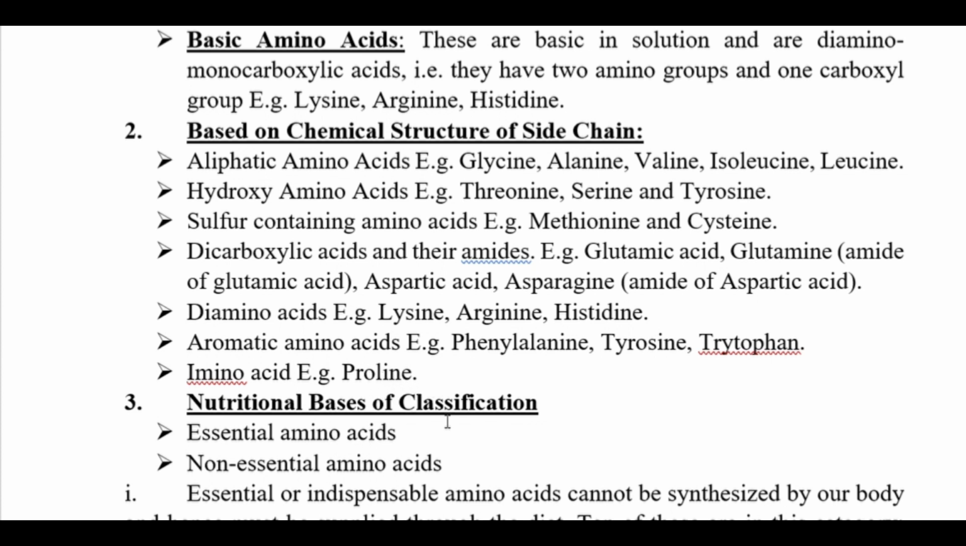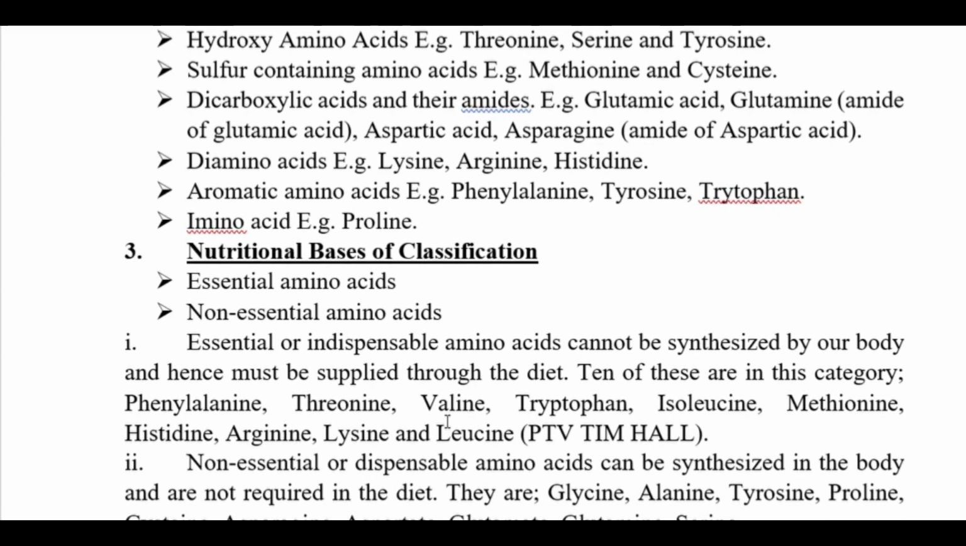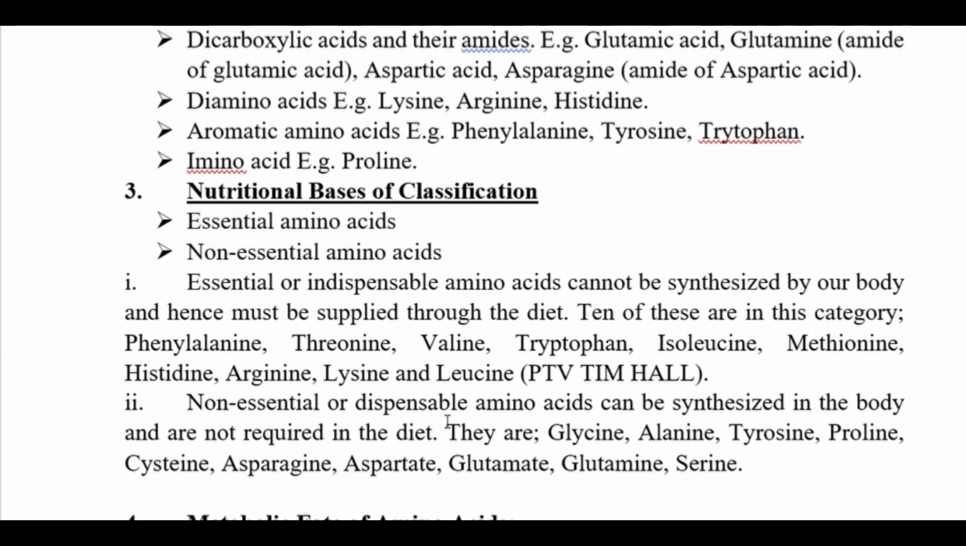The next classification there is the nutritional basis. Based on the nutritional basis, we can classify amino acids into essential and non-essential. Now, essential amino acids are also called indispensable amino acids. They are those ones that our body cannot synthesize, and so it is essential that we get it in our meals, in our diet. Do you get?